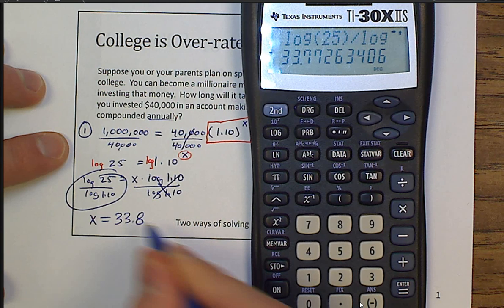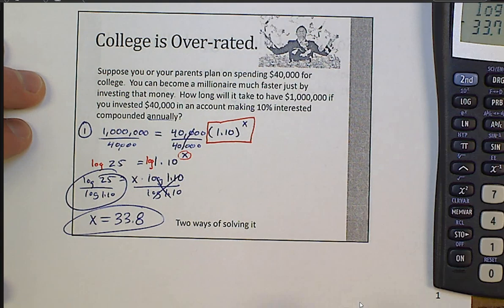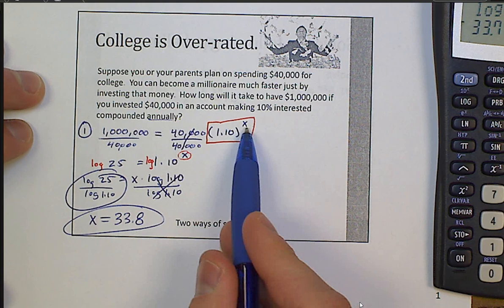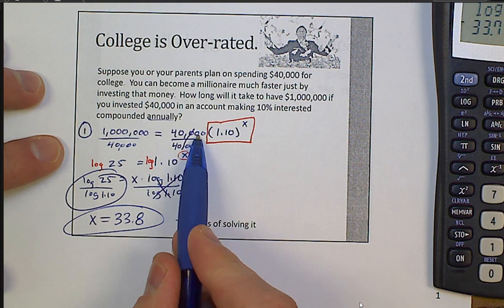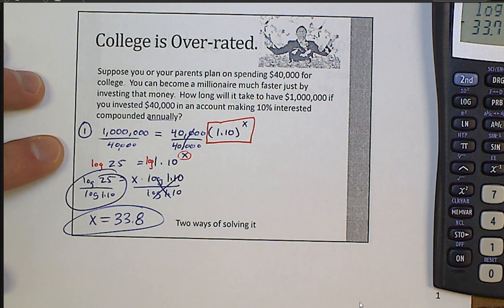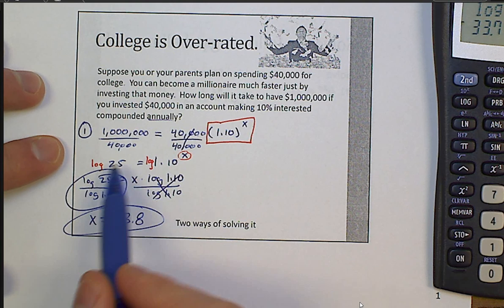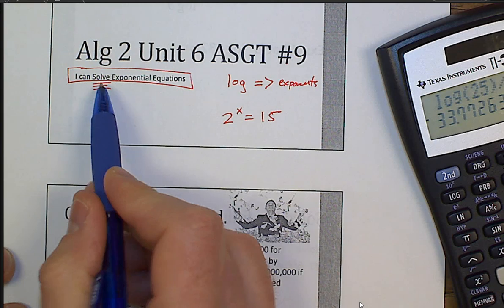So what did we just solve? What did we just figure out? X was years, right? So it's going to take 33.8 years for your $40,000 to become $1 million. And that right there is how we use logarithms to solve exponential equations.